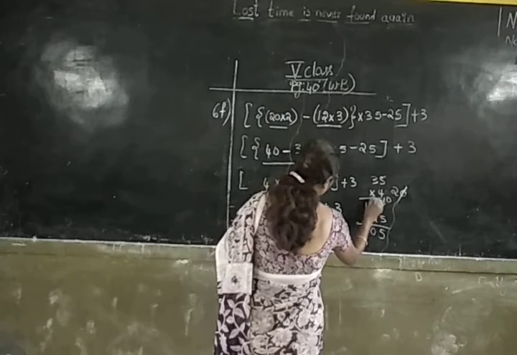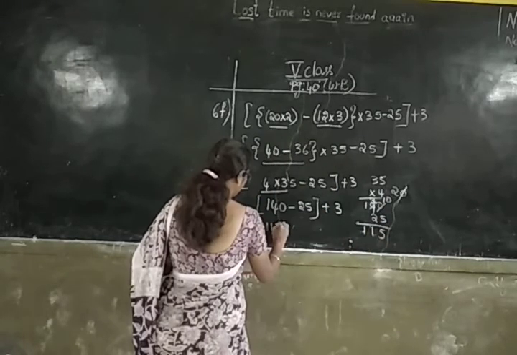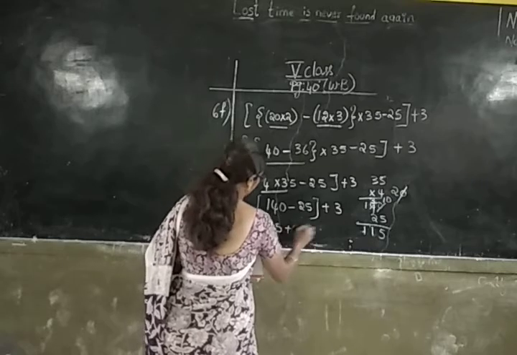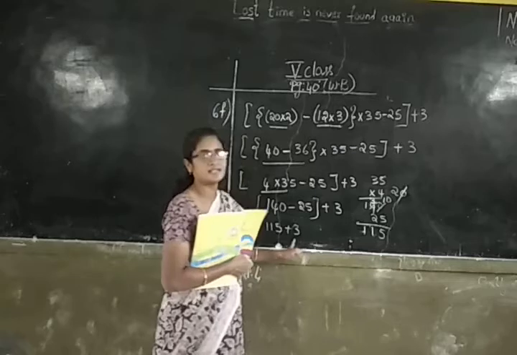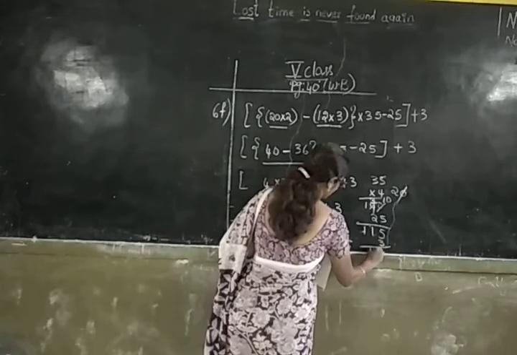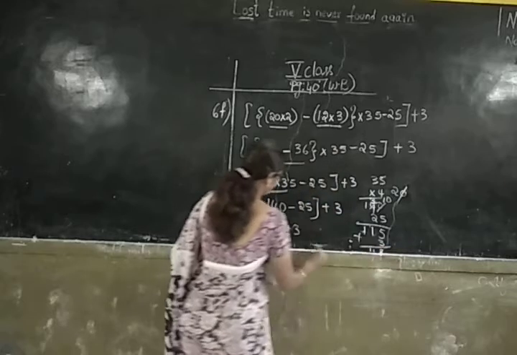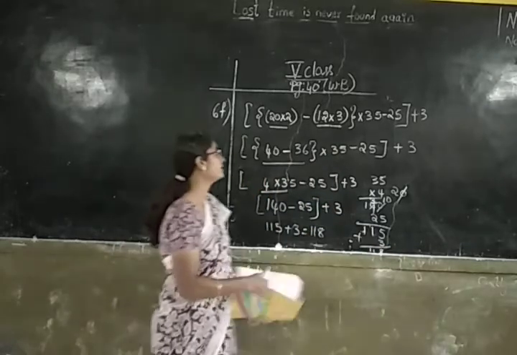Sorry, children. Here it is 3. 3 minus 2 is 1. So the answer is 115. Here we are having 3 at the end of the square bracket. So we have to write 3 here. So 115 plus 3 is equal to 118.